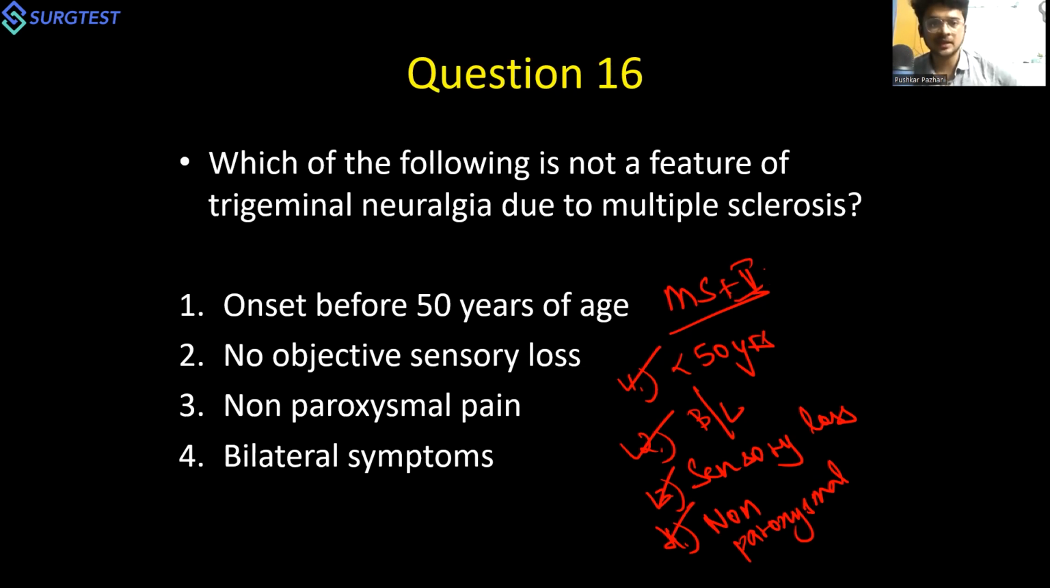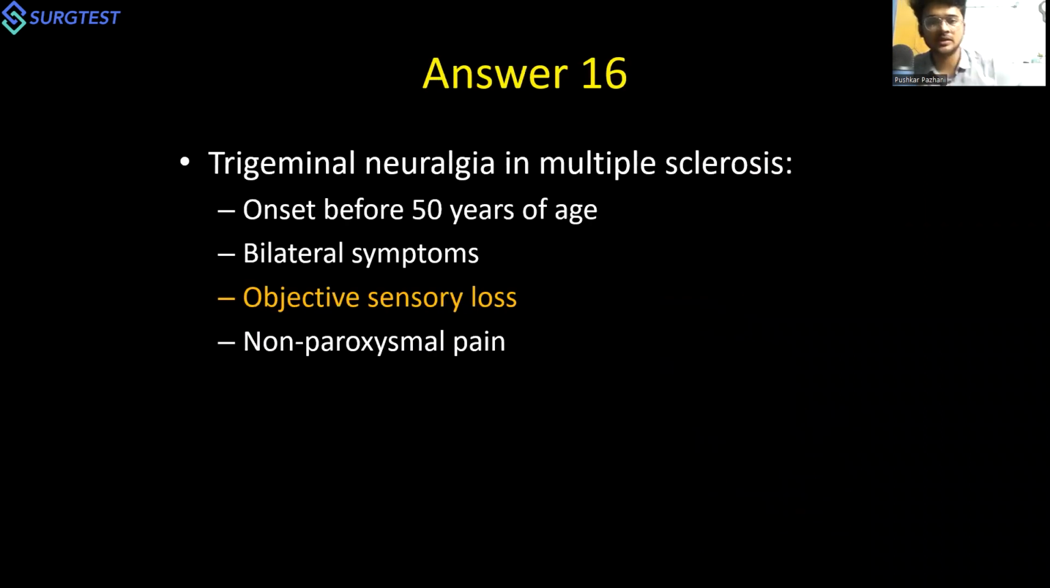But in a secondary trigeminal neuralgia, because of multiple sclerosis, it is non-paroxysmal. In addition to paroxysmal pain, you can have non-paroxysmal pain. So the answer is 2. This is the false answer, because there is no objective sensory loss. No, in multiple sclerosis, we will have sensory loss if it's causing trigeminal neuralgia.